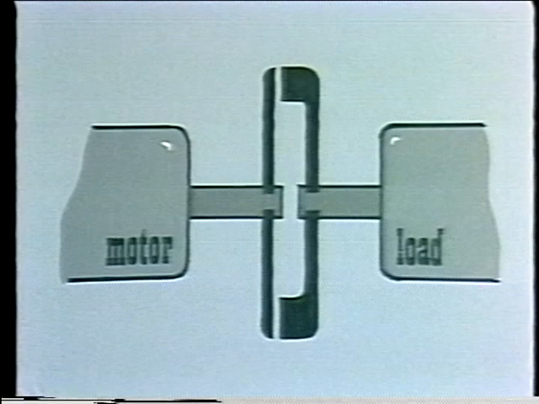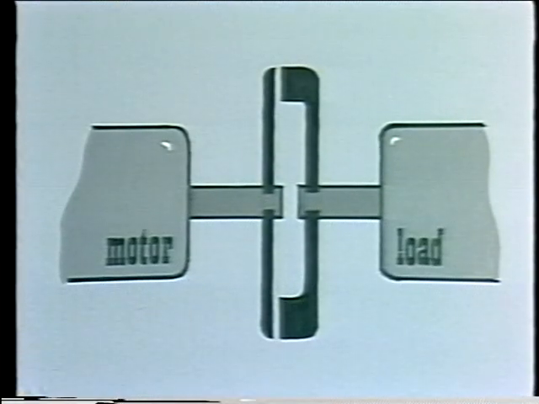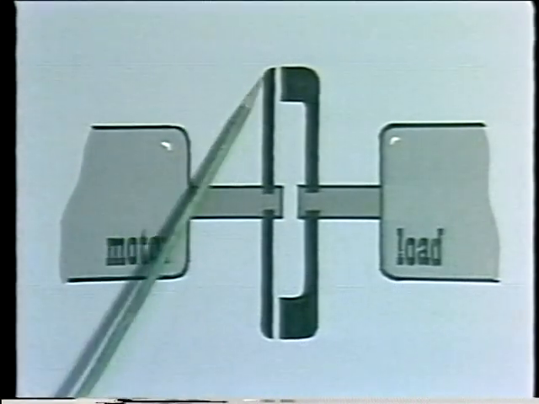Next, we have the friction disc type clutch, and this we can see in its simplest form here. In this case, we have a metal disc on one side.